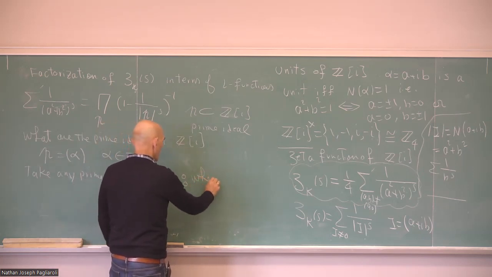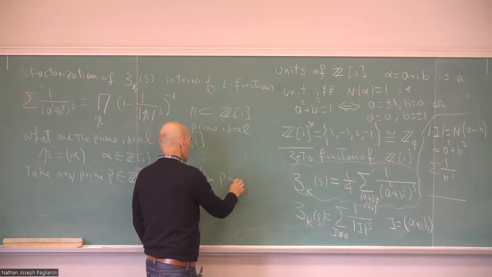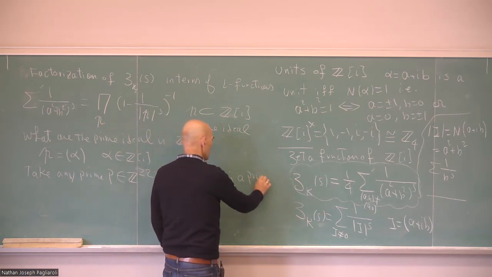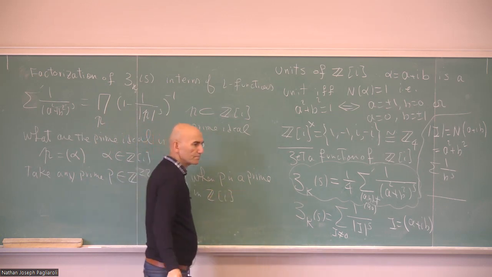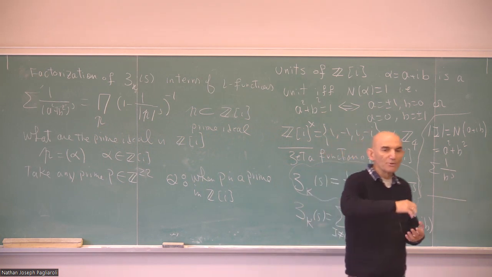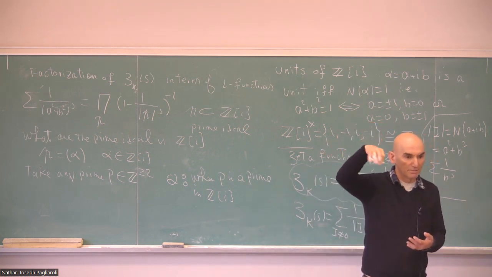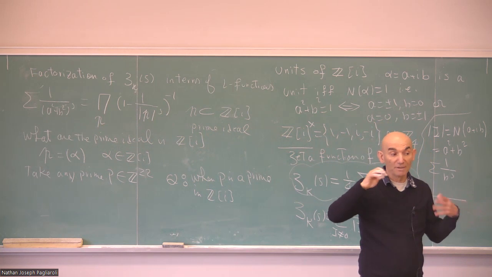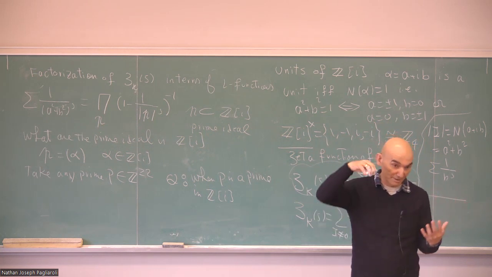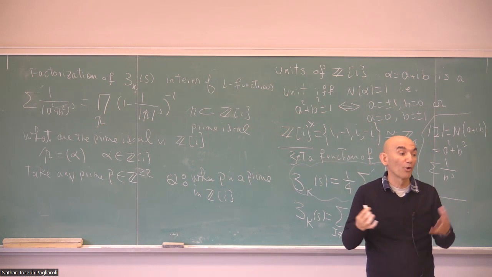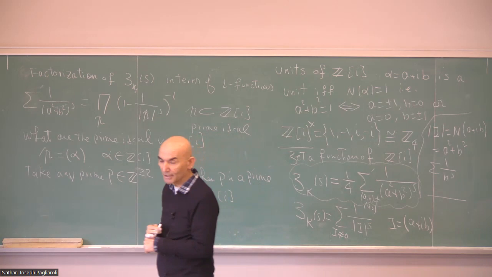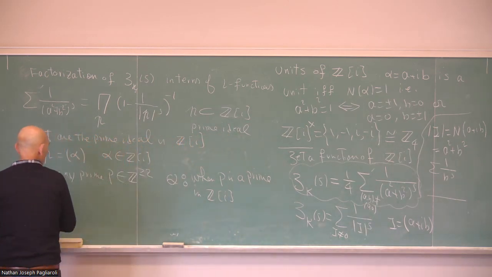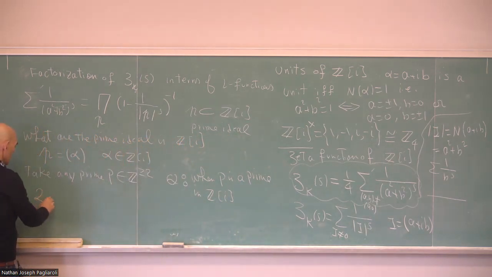So the question is, when is p a prime in Z[i]? The idea is that when you look at this prime inside this bigger ring, the possibility of decomposition is there. It may decompose, because there are more numbers in Z[i]. And that's one of the things. Okay, so let's look at the simplest prime, 2, for example. Is it a prime?